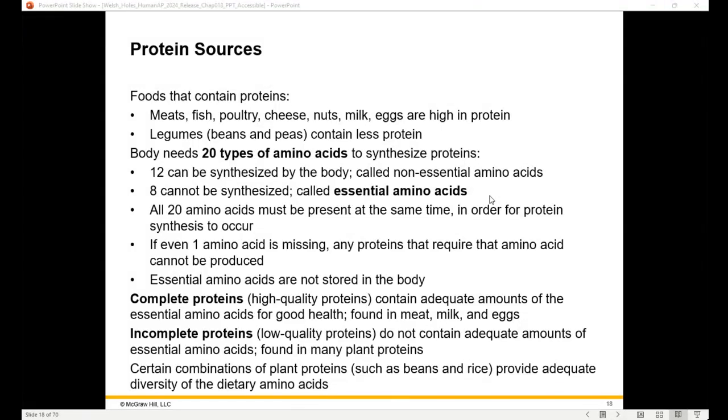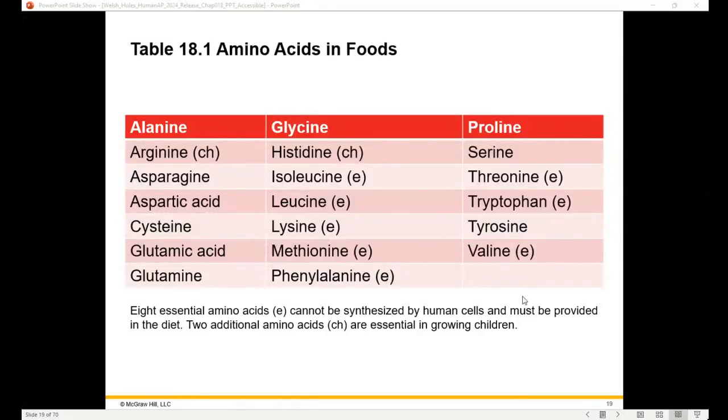Complete proteins are high-quality proteins. They contain adequate amounts of the essential amino acids for good health, and these are found in meat, milk, and eggs. Incomplete proteins, or low-quality proteins, do not contain adequate amounts of essential amino acids and are found in many plant proteins. Certain combinations of plant proteins, like beans and rice, provide an adequate diversity of the dietary amino acids. This table shows you the amino acids that are found in foods.